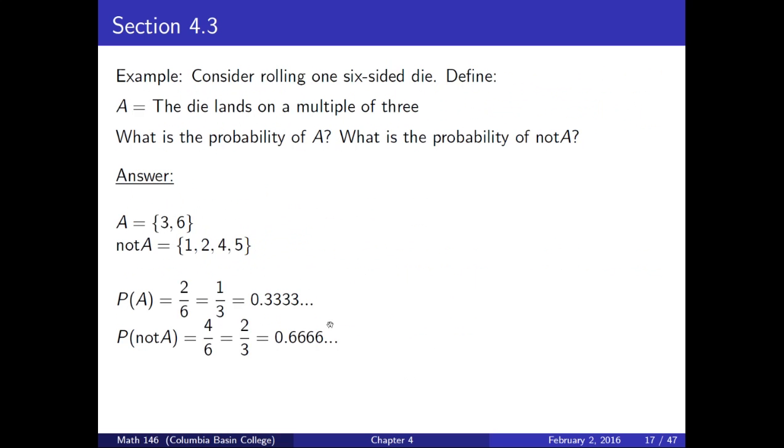So let's go back to the six-sided die. Let's say that we define the event A to be that the die lands on a multiple of 3. What's the probability of A and what's the probability of its complement? Well, A is going to happen only when we see a 3 or a 6. Not A is going to be everything else, 1, 2, 4, and 5. So the probability of A, well, that's 2 out of 6. That's a 1 in 3 chance. And the probability of not A, that's 4 out of 6. That's a 2 out of 3 chance. And these would be the decimal representations.